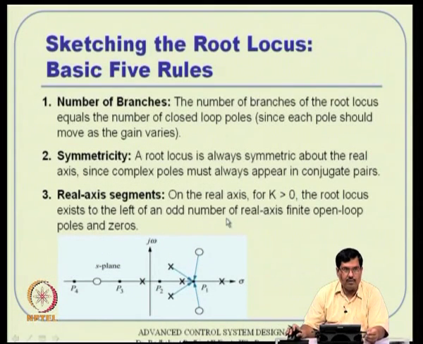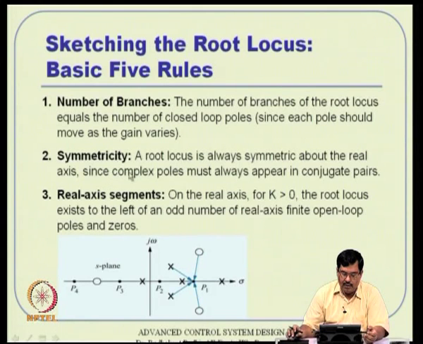We need to have an idea of how that locus appears in the complex plane. So, there are some beautiful results there, and some 5 rules. Let us study them. First is the number of branches, how many branches a root locus can have, and this is very obvious because root locus by definition is the locus of the roots, that is, the locus of the poles. So, the number of poles dictates how many branches of the root locus there are. That is rather easy to see.